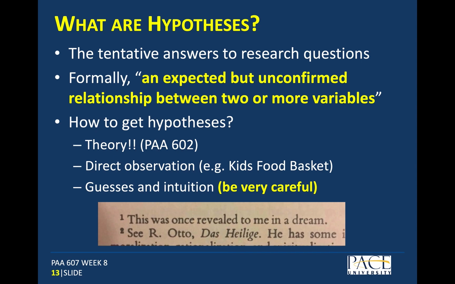Second way you can get hypotheses is direct observation. And I've got an example here you may not be familiar with called Kids Food Basket. Well, so the idea here is Kids Food Basket is a nonprofit organization that happens to provide sack dinners for students that may not have food when they go home after school. And the idea here is that, well, we noticed that these students weren't doing very well academically, and we figured out, well, it could be because they're not eating. So we might have a hypothesis here that if kids get better nutrition when they go home, they may perform better academically. So this is a direct observation. We see something that's happening or not happening, and we wonder, well, maybe there's a relationship between, in this case, the variable of whether a child gets food or not and their academic performance. So that's direct observation. A third way to get hypotheses is, well, you could guess or some intuition.